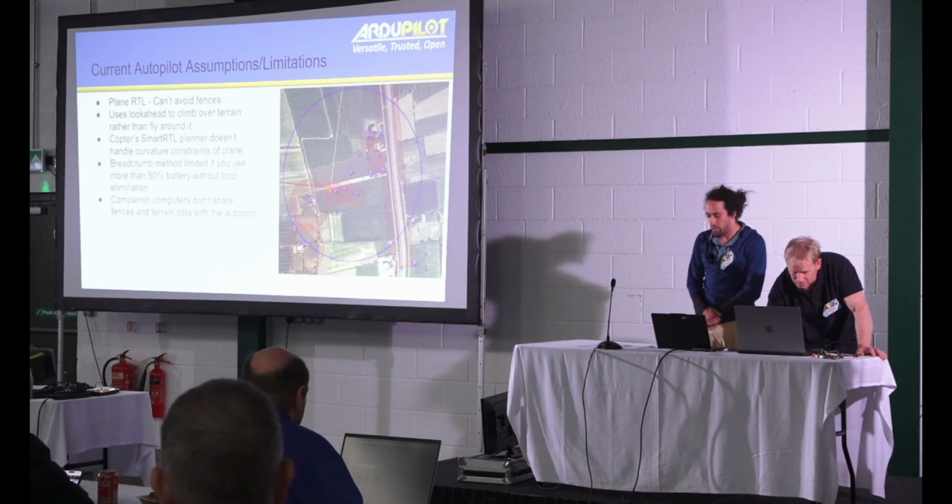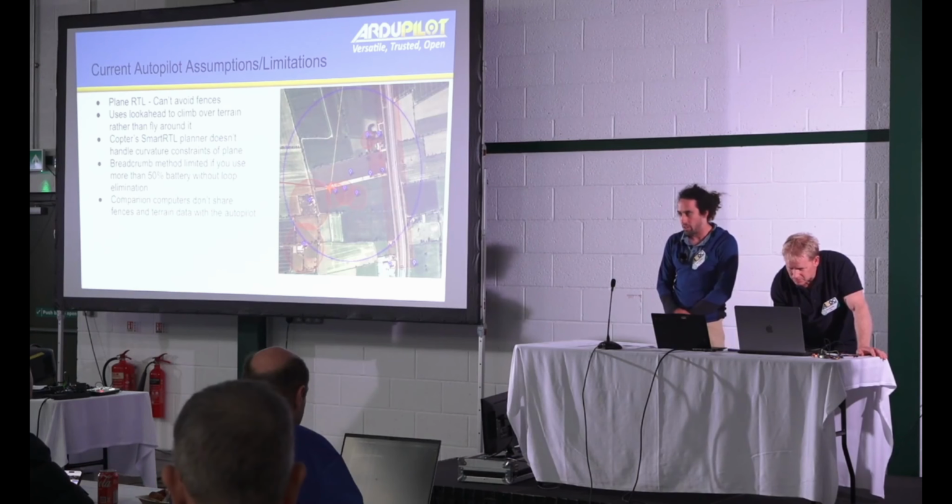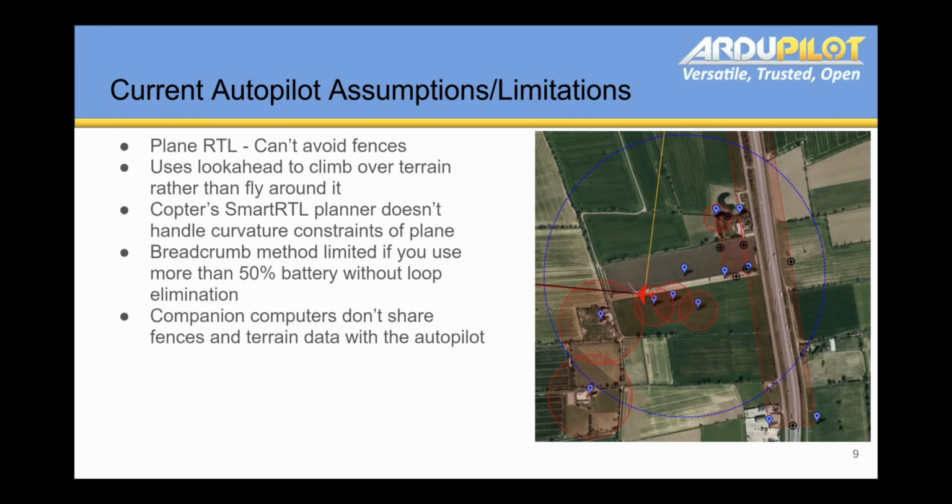Currently with ArduPilot, plain RTL, you can't really avoid the fences. It's very easy if you have exclusions that the plane's going to fly right through them on RTL. It uses look ahead to climb over terrain. If there's a very tall, narrow mountain, you're going to climb over the mountain rather than go around it, which isn't very efficient.